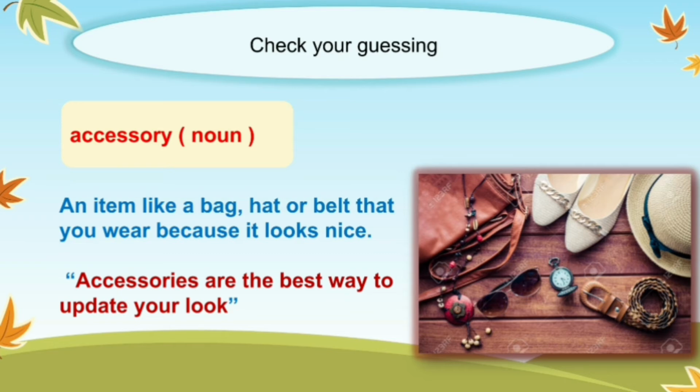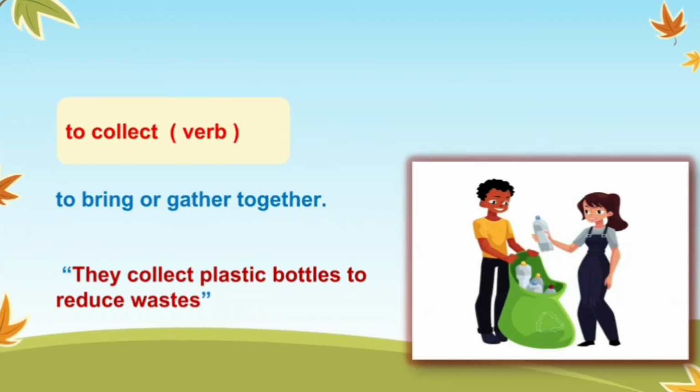Accessory: an item like a bag, hat, or belt that you wear because it looks nice. Please read the example and look at the picture. To collect: to bring or gather together. Please read the example and look at the picture.